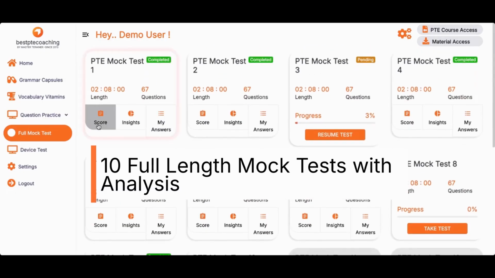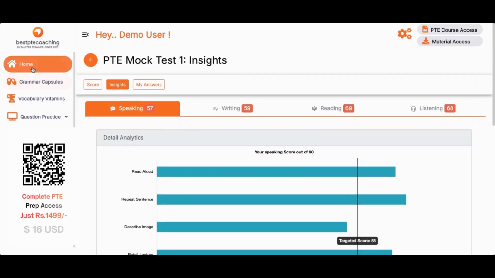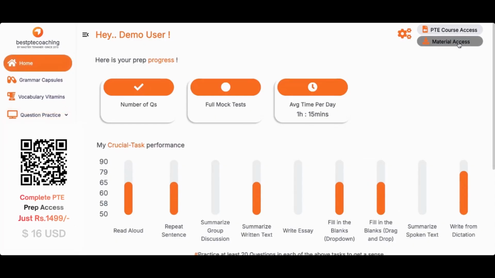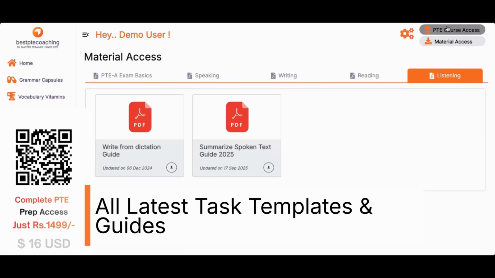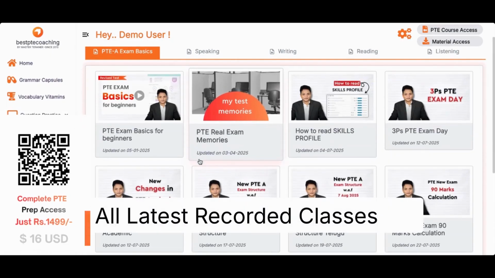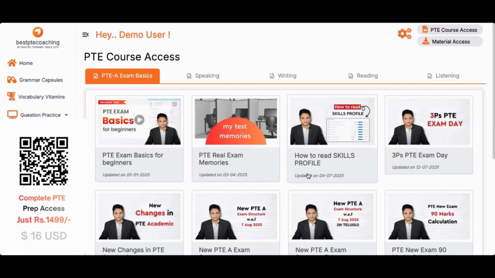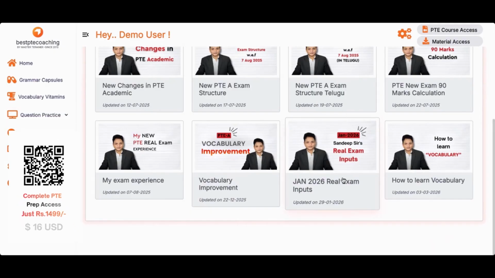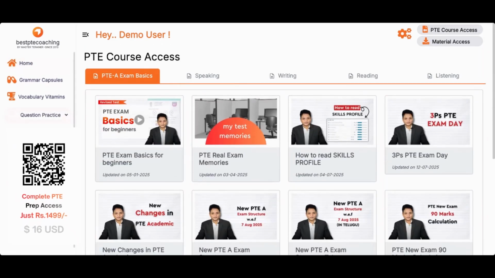Each mock test, when you write, gives you a score. It gives you insights where you're doing well, where you're not doing well, all that stuff. And you can even access your answers once you finish the exam. So all the materials, like the latest guides, templates, everything is mentioned here. And the entire course recording is available. Latest class recording is available, including my real exam experiences. Now, this is my real exam experience, the exam that I took on January 30, 2026. So, everything, it's a complete package.